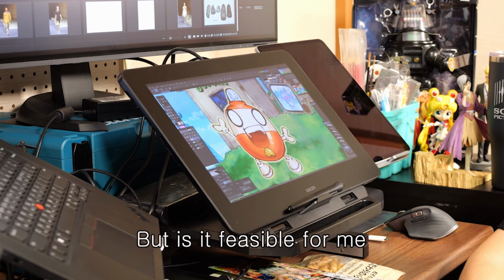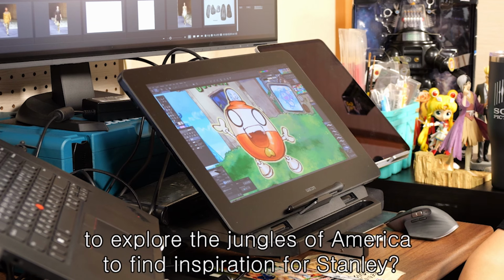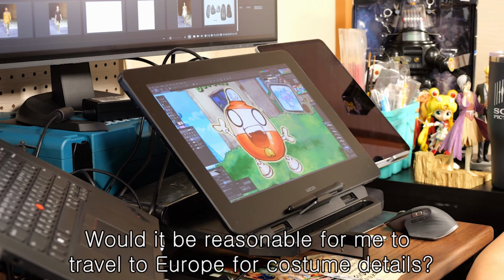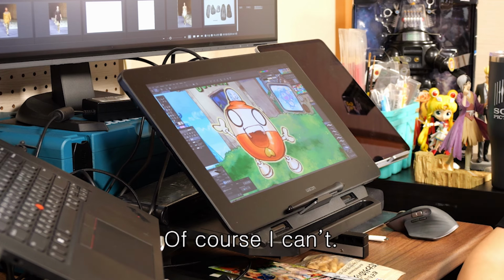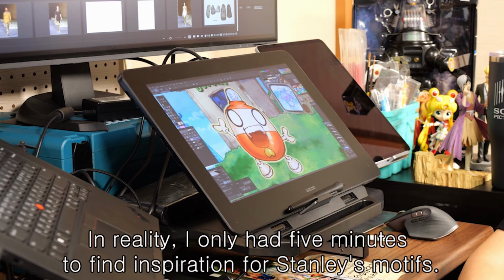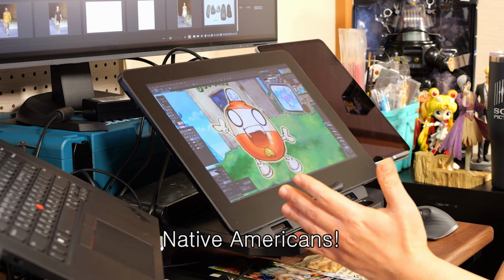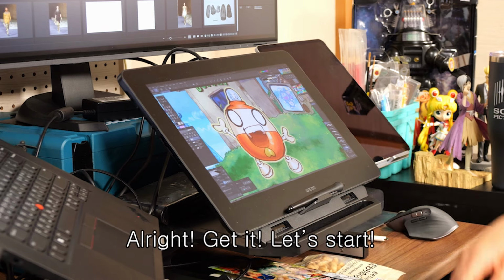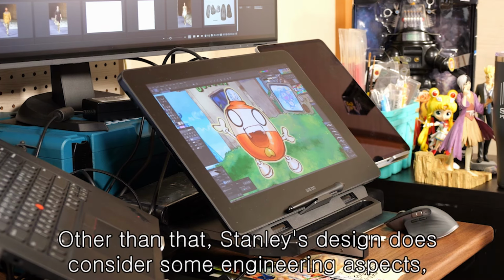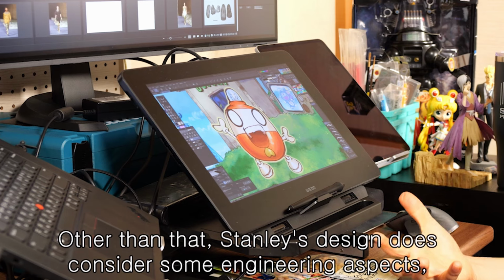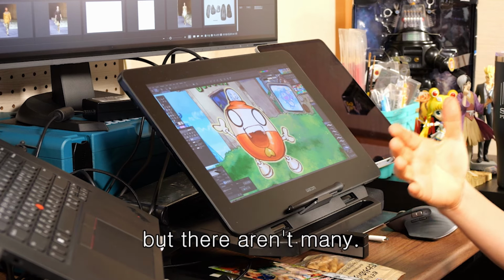But is it feasible for me to explore the jungles of America to find inspiration for the character design? Would it be reasonable for me to travel to Europe for costume details? Of course I can't. In reality, I only had 5 minutes to find inspiration for Stanley's motif: the movie Predator, Native Americans. All right, got it. Let's start. Other than that, Stanley's design does consider some engineering aspects, but there aren't many.